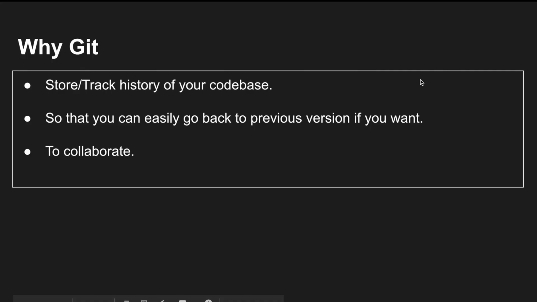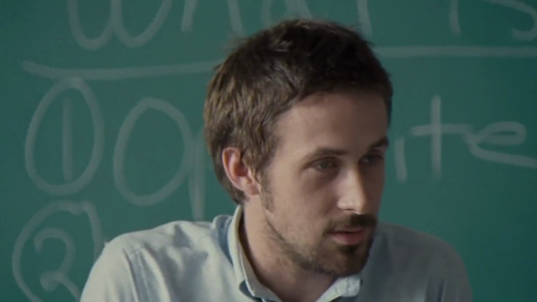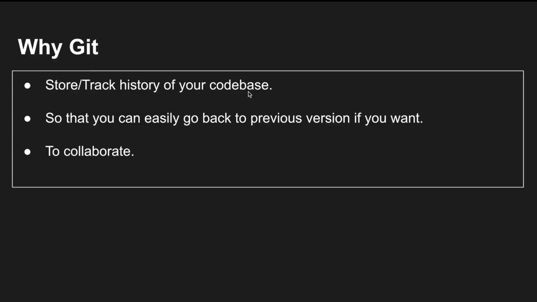So why Git? One of the most important reasons behind using Git is to store or track the history of your code base. What is history? If you are starting to work on a project and you're writing code and it is working fine, then let's say tomorrow you make some changes in the code and you introduce a bug somewhere and it's very difficult to find. There should be an easy way to get back to the same state of the code base where everything was working fine.